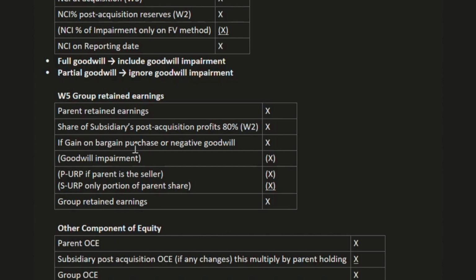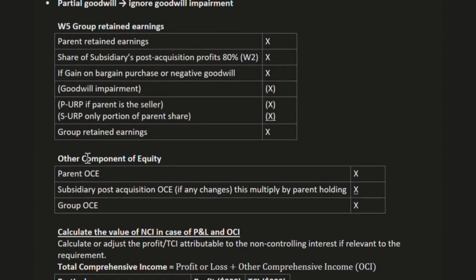If there is a gain on bargain purchase or negative goodwill, we need to add that amount. Goodwill impairment, we need to subtract it. Unrealized profit on purchase, if the parent is the seller, we need to subtract that value. Unrealized profit, if the subsidiary is the seller, only the portion of parent share we need to subtract. So we will get the group retained earnings. Once we solve the question, we will see the exact calculation and how it works.